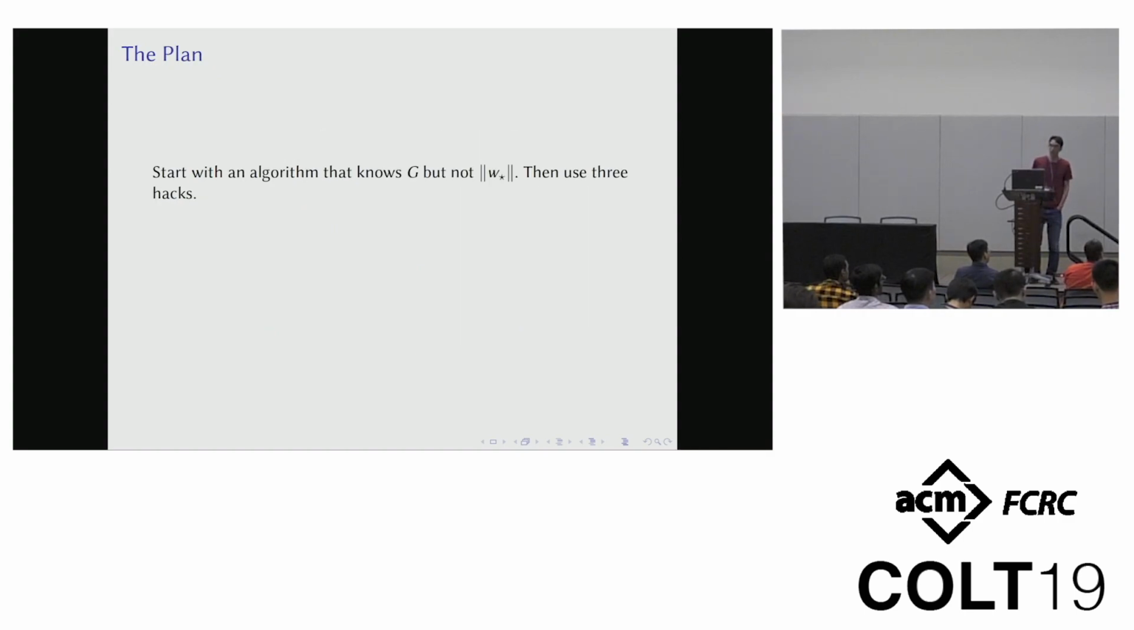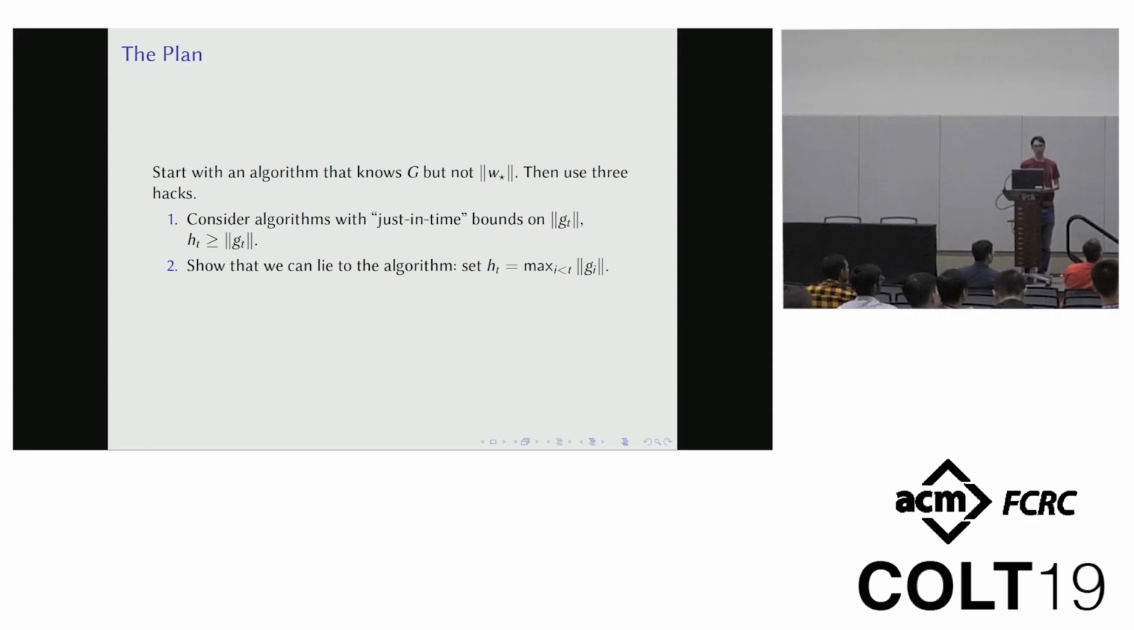OK, so how are we going to do this? So we're going to start with an algorithm that knows G, but not W star, because these things exist, as I mentioned before. And then we're going to use a series of kind of silly hacks to make it a little bit better. Okay, so the first hack is we're going to have what I call just-in-time bounds, where we sort of interpolate between knowing G in the beginning and kind of knowing G a little bit at a time. And I'll explain that in more detail in a minute.